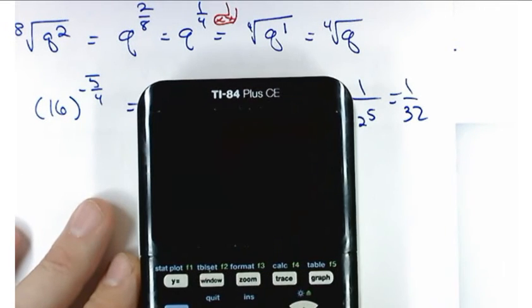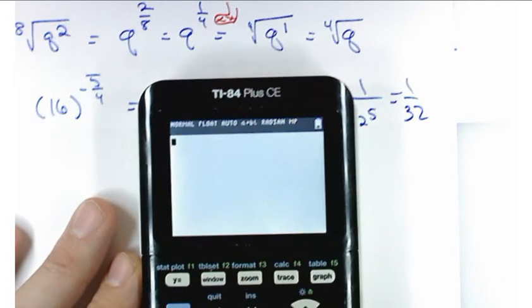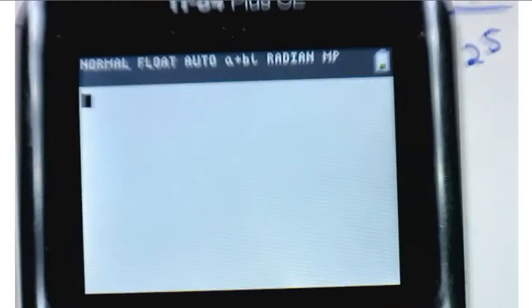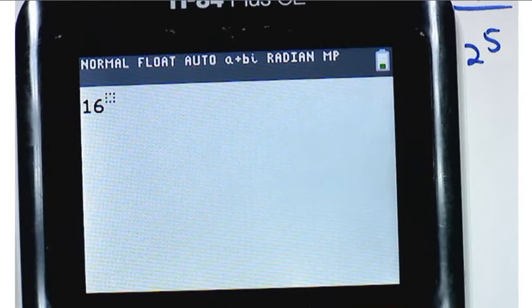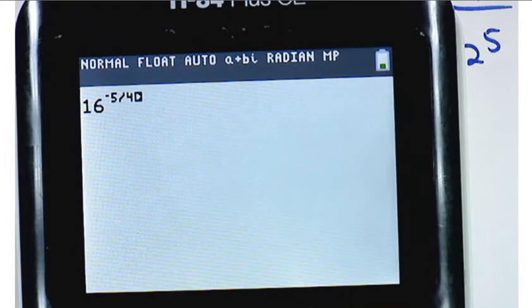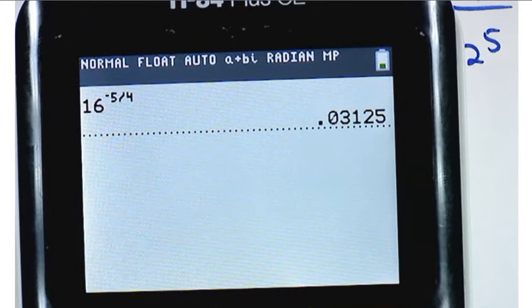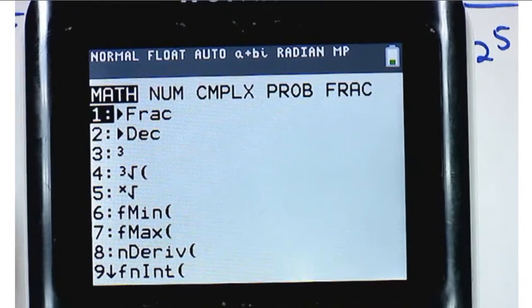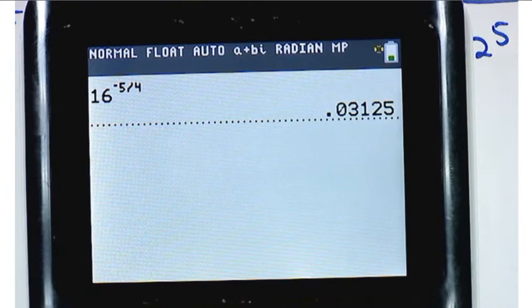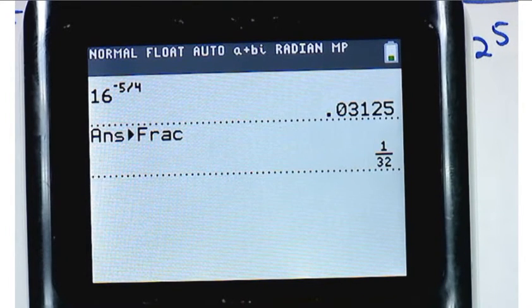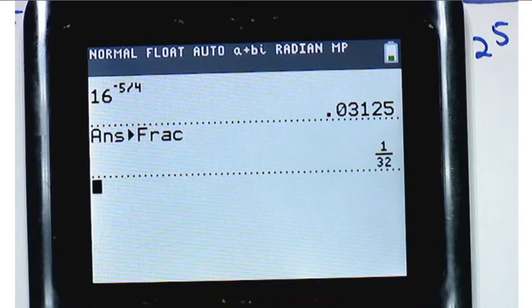If you do it on your calculator, you should again be able to get that same kind of answer. So 16 raised to the negative 5 divided by 4 gives you that. I'm going to ask for not a decimal, but a fraction. So please turn that into 1/32. Is everyone able to get that one way or another? We're all good? Any misgivings?